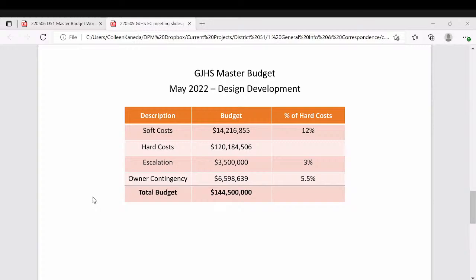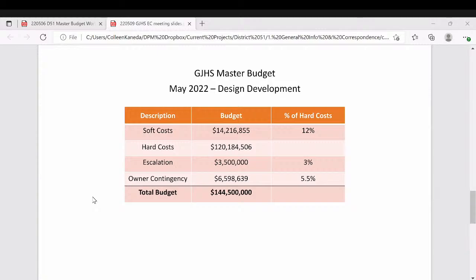So again, overall, we're pretty pleased with where these numbers came back. We're under $500 a square foot. We are working with some schools that are north of $600 a square foot right now. And you'll see that in more detail when FCI comes in. The bottom line doesn't change. Our contingencies, of course, went down, but we expect that to happen over time. And that's where we are with the master budget overall.